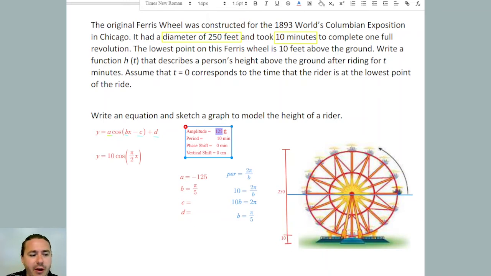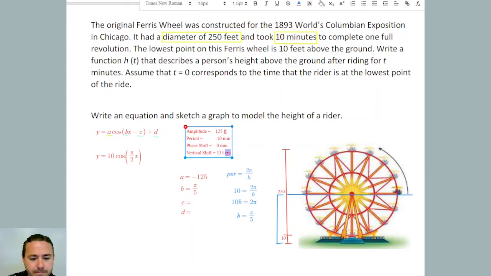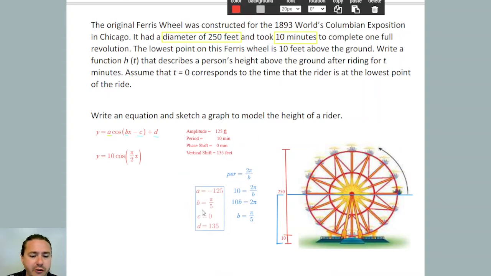So if I'm trying to figure out, okay, what is the vertical shift here? In other words, what is the distance from here all the way to the ground? It's going to be 125 plus the 10, which is 135. So my vertical shift is going to be 135 feet. So my phase shift is 0, and my d value here is going to be 135. Okay, so now I have everything that I need to create my equation first, and then I will plot the graph and give myself a little bit more space here.